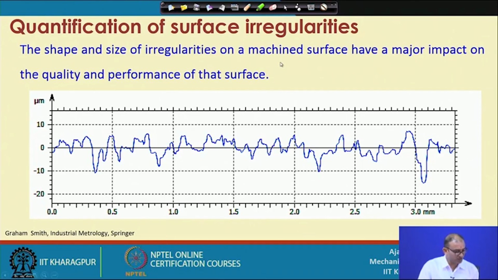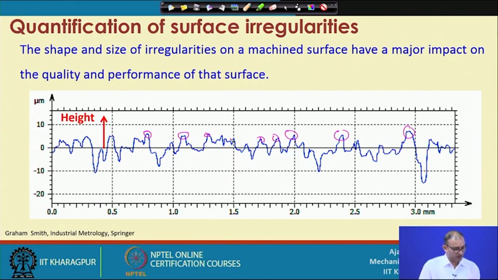So, what things do we measure here? We measure the height. Once you get this particular graph, how do you get some information out of it? First you measure the height. So, what are the heights here? These are the heights. These are called the peaks of the surface roughness profile.